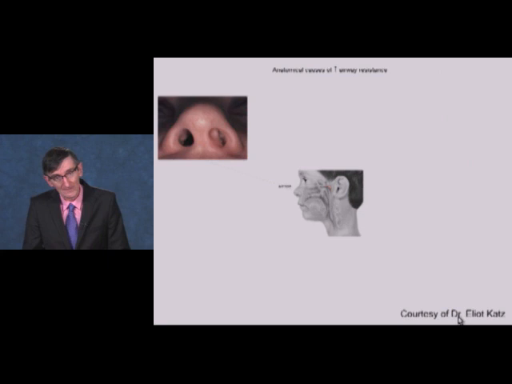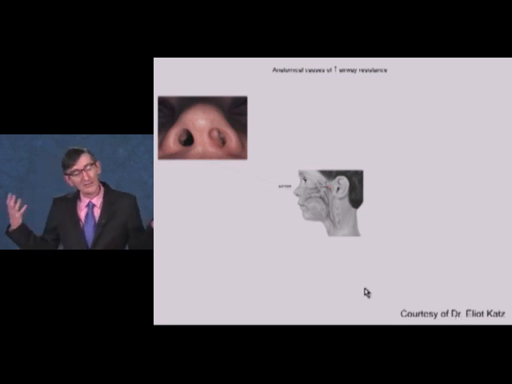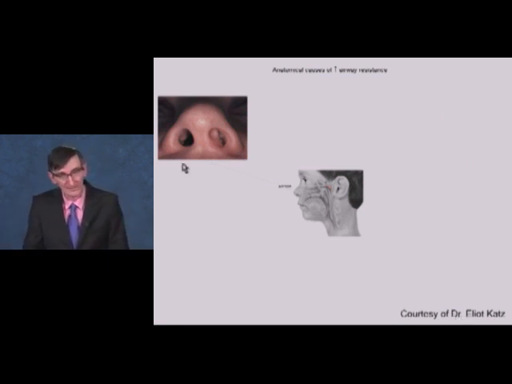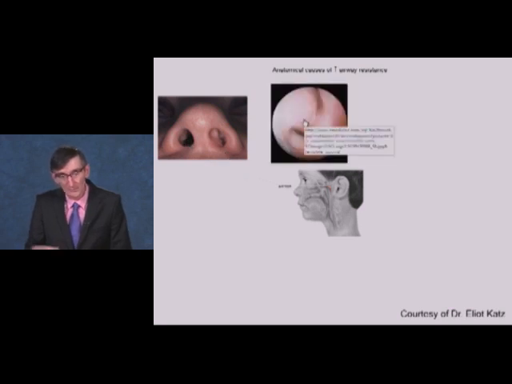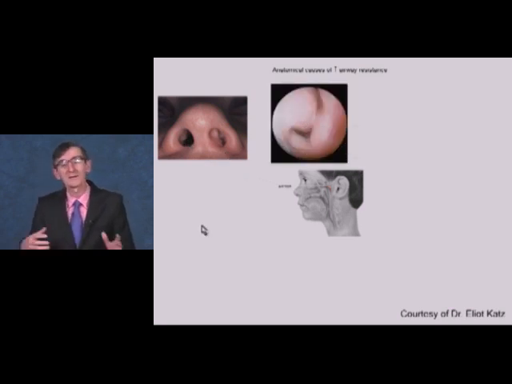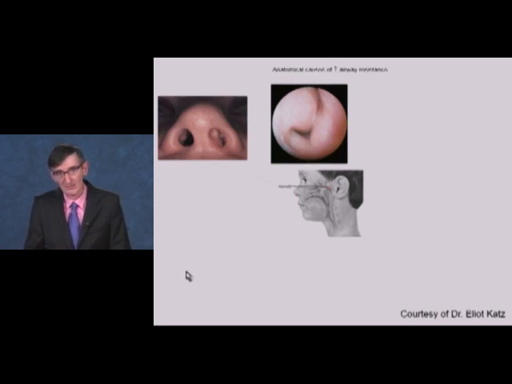Now what happens is the obstruction can be anywhere. Now this is the first one. The obstruction can be in the nose. Here's the nose. And what's the most common cause of obstruction in the nose? Allergic rhinitis. So hence you would treat the allergic rhinitis.